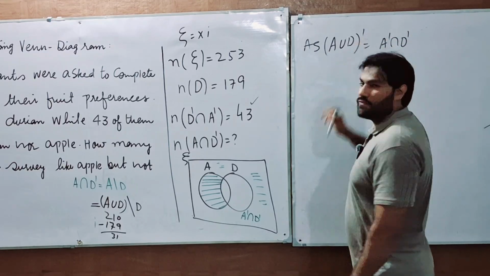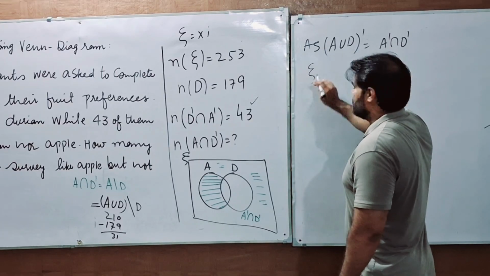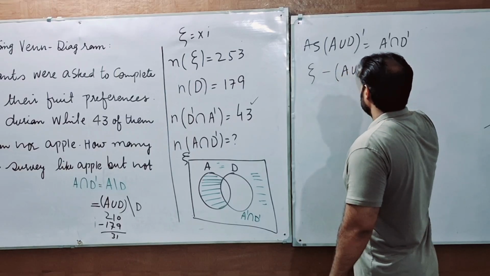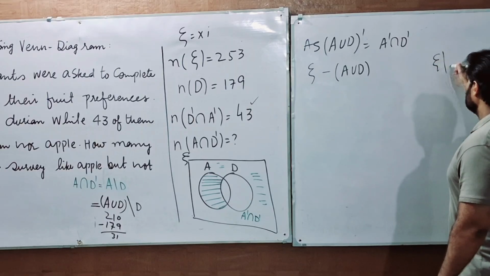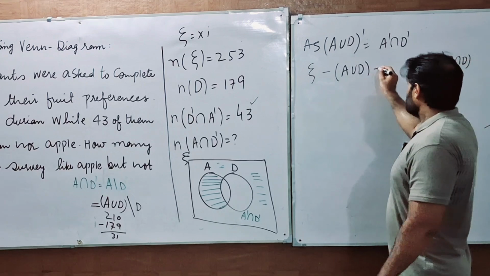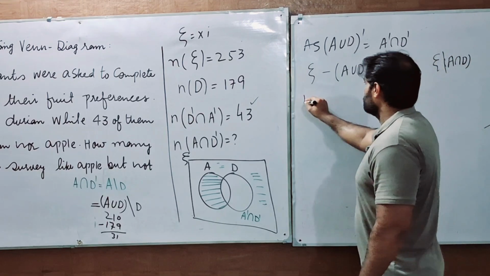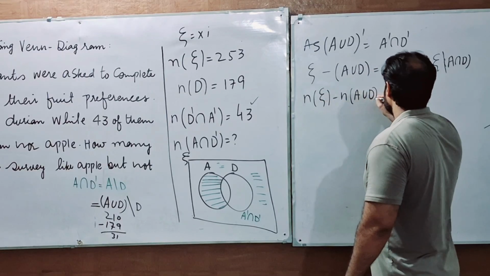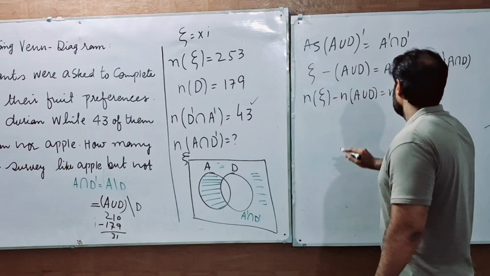Further, by using the definition of complement, this can be written as epsilon xi, that is the universal set, minus or difference A union D. You can use the notation A complement intersection D complement. Now taking the number n on both sides, this gives n of xi minus n of A union D is equal to n of A complement intersection D complement.